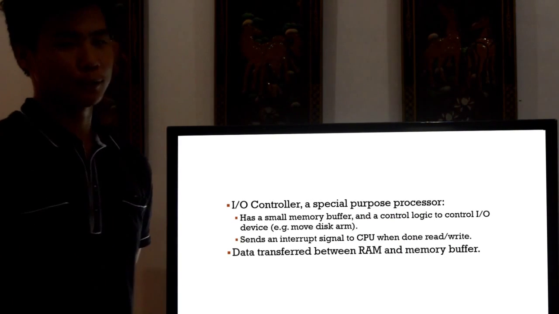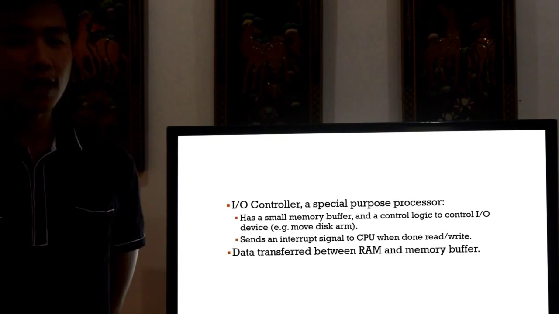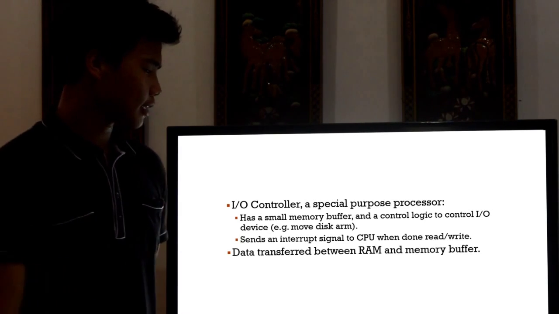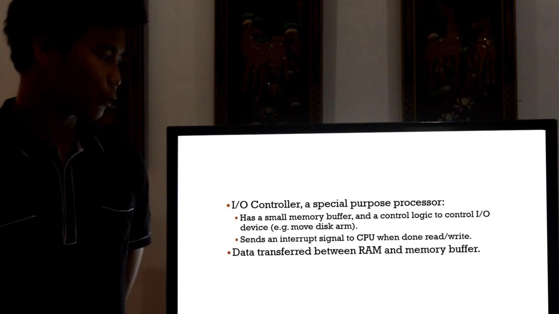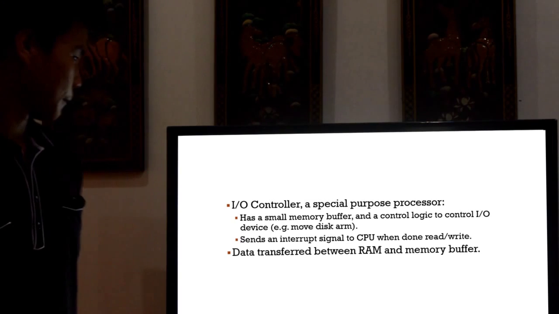The I/O controller has a small memory buffer and a control logic to control the I/O devices. It sends an interrupt signal to the CPU when done reading and writing. The data is transferred between the RAM and the memory buffer.